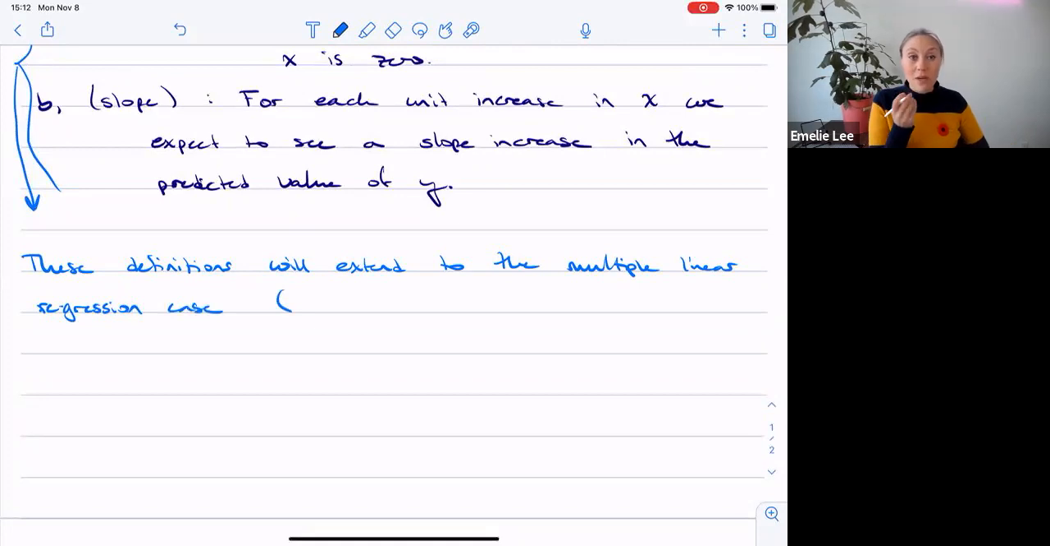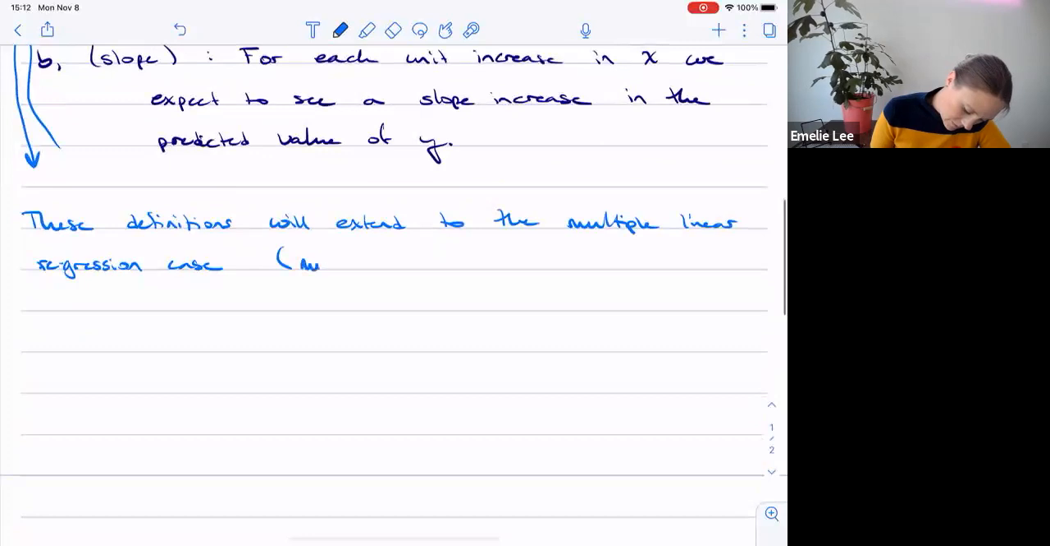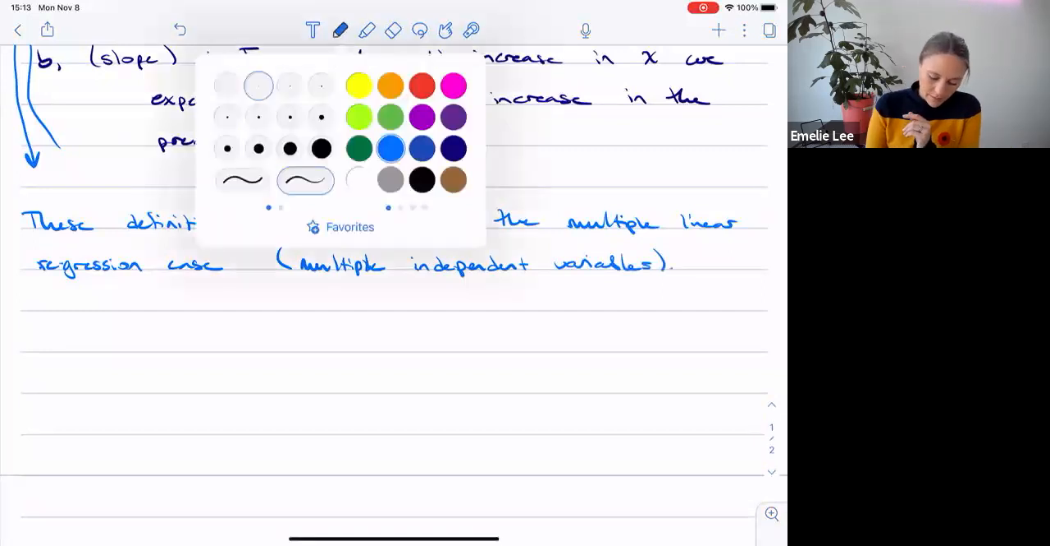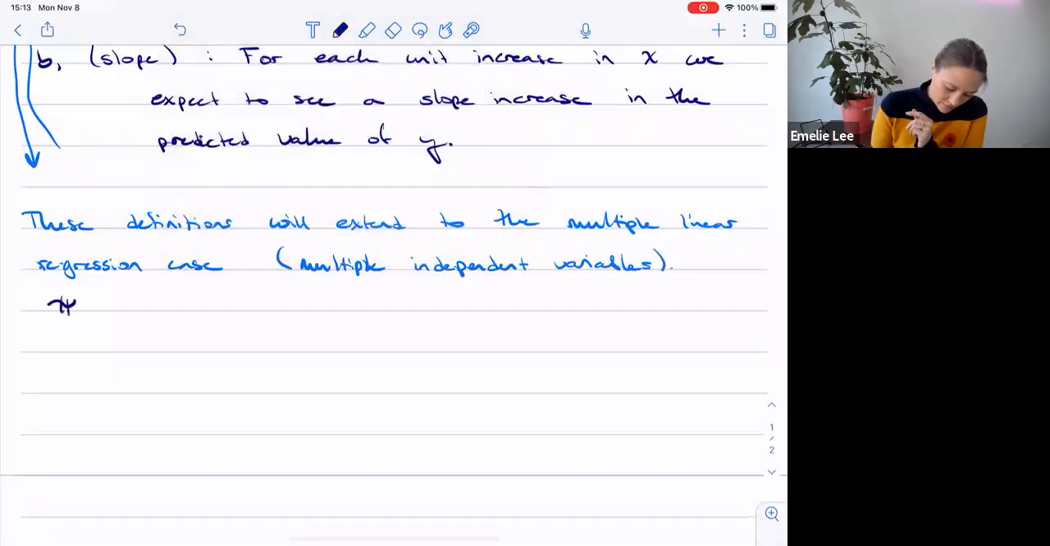Which just says that we have multiple independent variables. Multiple independent variables. Okay, so that's a recap from last day.